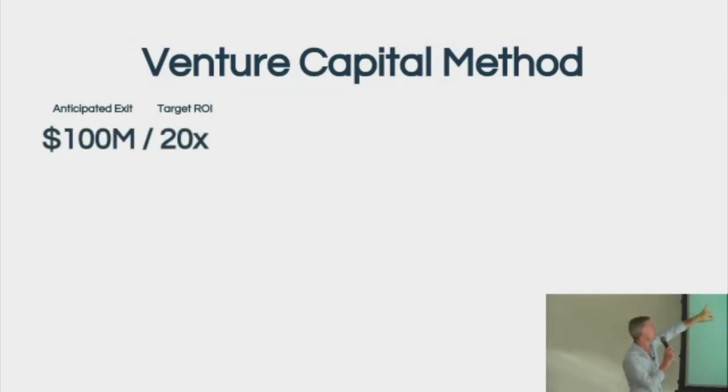So in this case, if I'm an investor, I want the company to exit at a $100 million valuation. The big M means million in this presentation. And I want that to be 20 times what the valuation was when I invested.